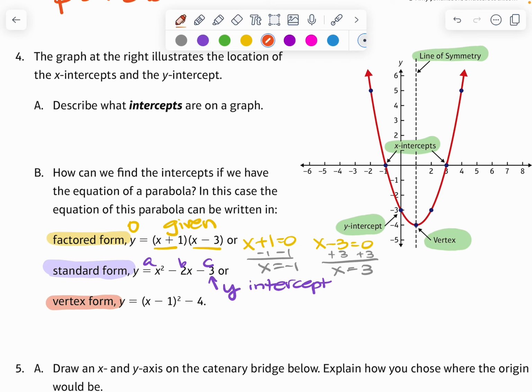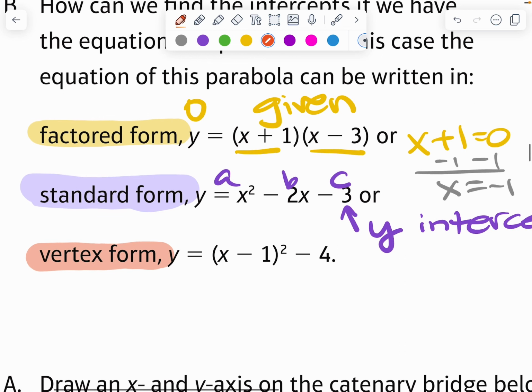The last one is called vertex form. Did you know we've been doing vertex form this whole time? Look, that's why we started with it. This is a transformation. Our vertex, isn't this our h and our k? So our vertex is just 1, -4. Look, we get that just by looking at it. Isn't that nice?